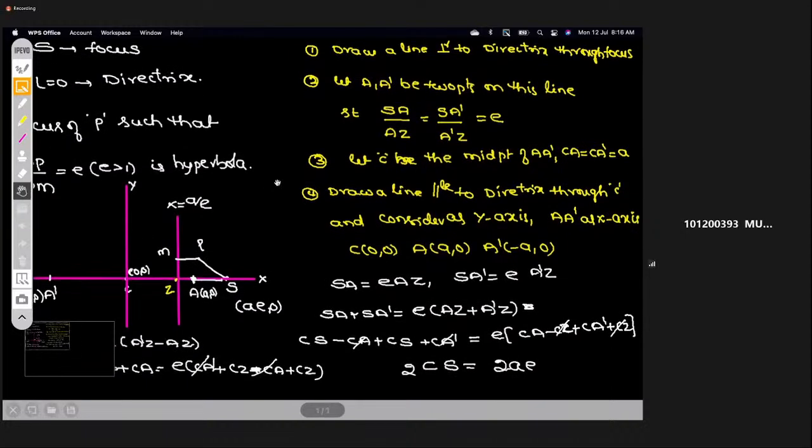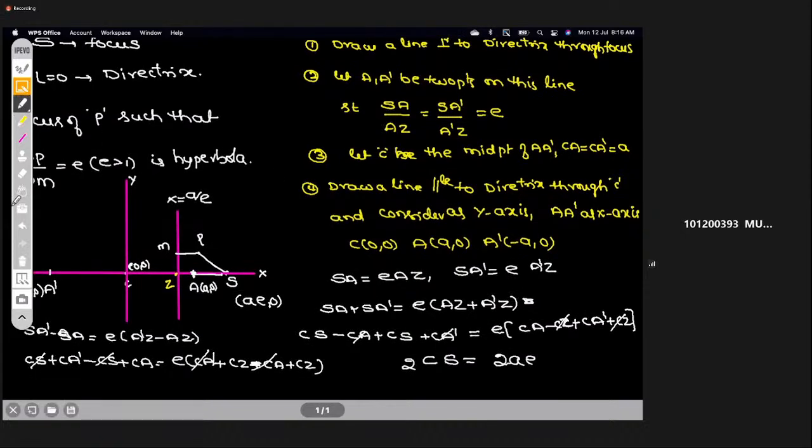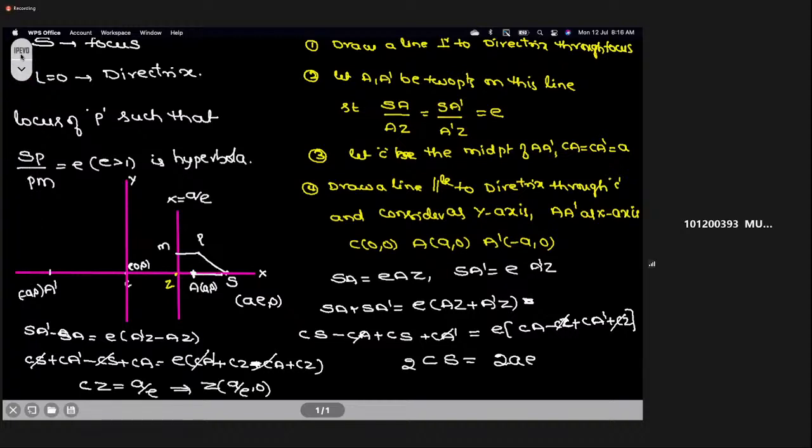What will happen here? CZ is equal to A by E. So that means Z is A by E comma 0. Please copy this one. This is very similar to our ellipse, parabola, hyperbolas. In only parabola, this portion will not be there and this calculation will not come. Directly that is coming.